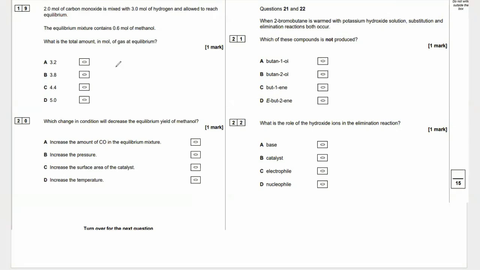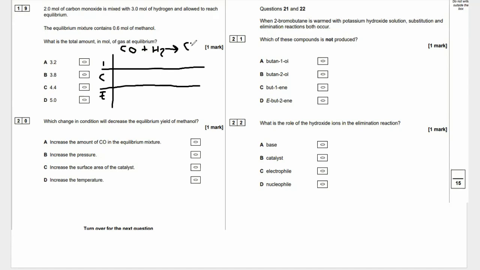Right, different people do this in different ways. I'm going to show you one of the ways to do it. So some people like the ICE method. So you write ICE down the side. Let's do, what was it? Carbon monoxide plus hydrogen, allowed to reach equilibrium and becomes methanol. What is methanol? CH3OH. So I need 2 lots of hydrogen.